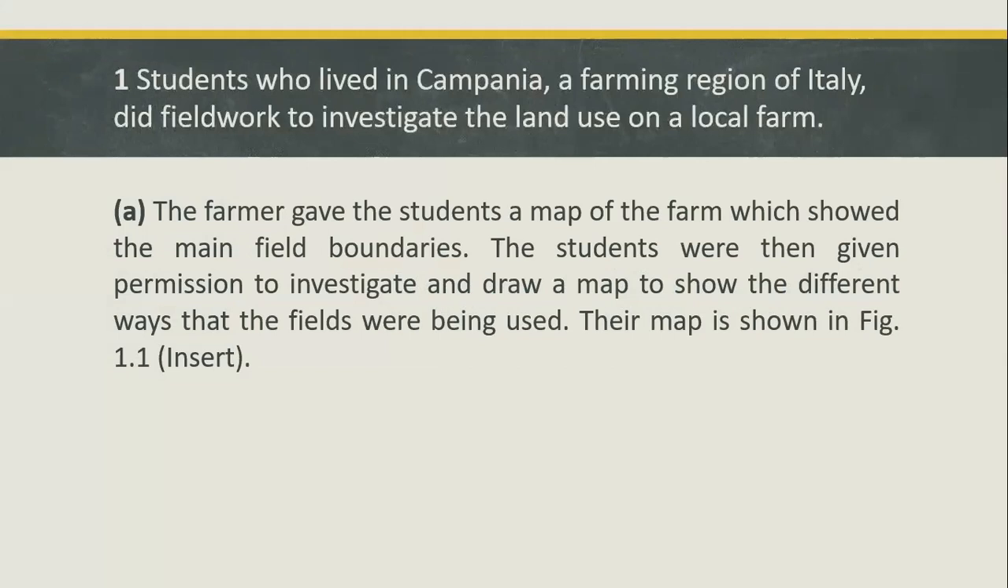Okay, this is the example question. I'm going to explain to you guys the whole question number 1. Students who lived in Campania, a farming region of Italy, did fieldwork to investigate the land use on the local farm. The farmer gave the students a map of the farm which showed the main field boundaries. The students were then given permission to investigate and draw a map to show the different ways that the fields were being used. Their map is shown in Figure 1.1 insert.